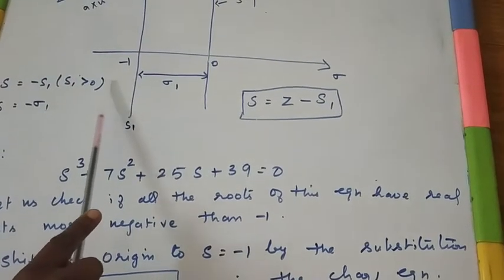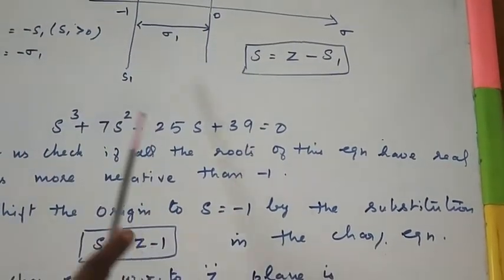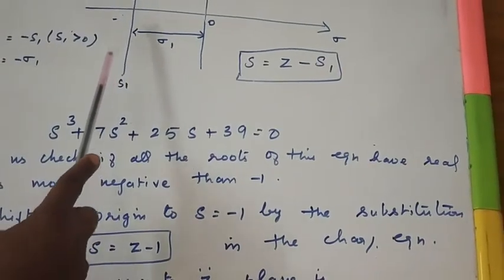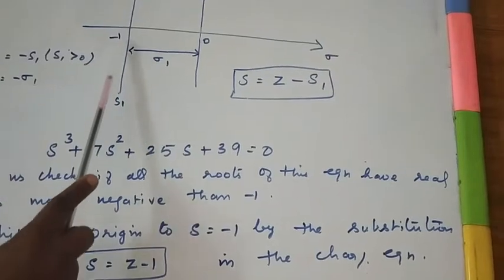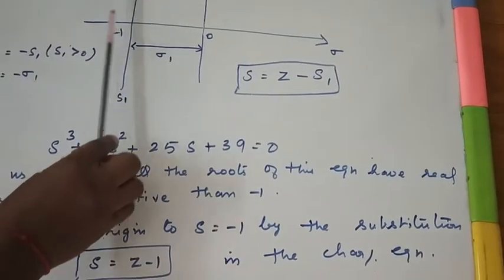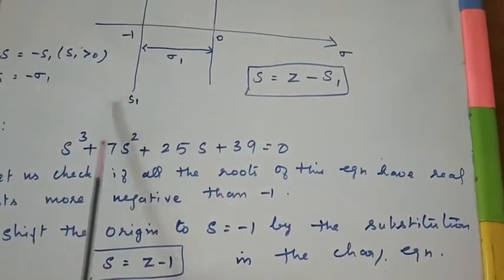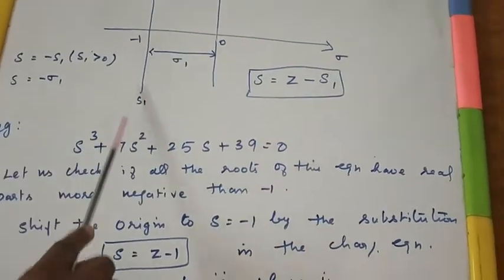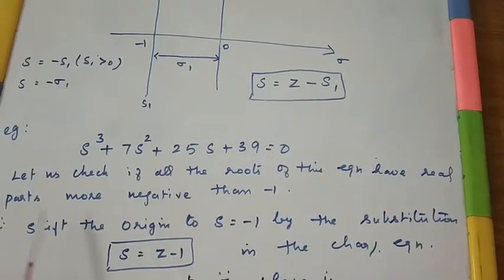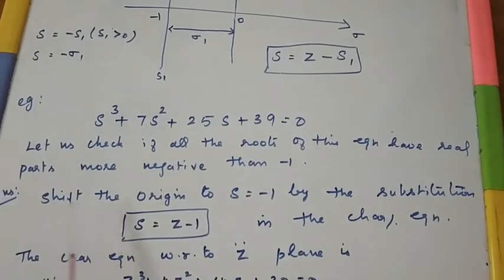Now I have to check for the given system whether all the roots are lying on the left-hand side, more negative than minus 1, left of this new axis. That is what we have to determine. Relative to this axis, whether the system is stable or not. That is the check we are going to do.